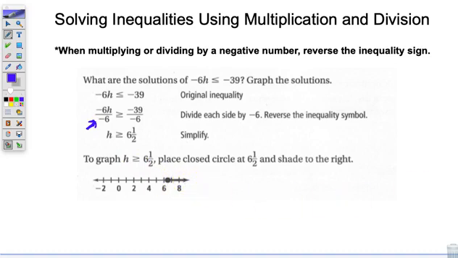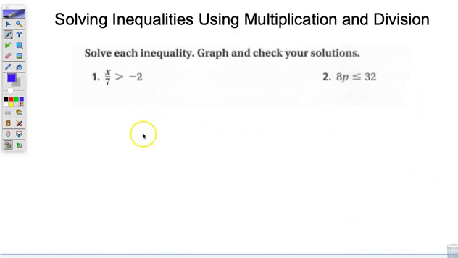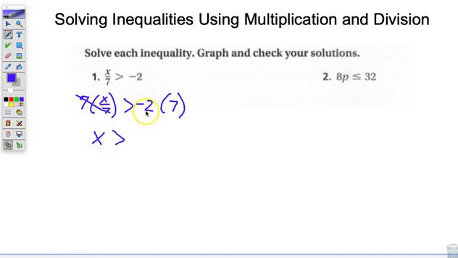So let's go ahead and do some sample problems on our own. In this first one, we have x divided by 7 is greater than negative 2. To undo the division here, we're going to multiply the left side by positive 7, and we're going to multiply the right side by positive 7. Now when we decided to multiply by positive 7, that's not a negative number, so we leave the inequality exactly like it is.